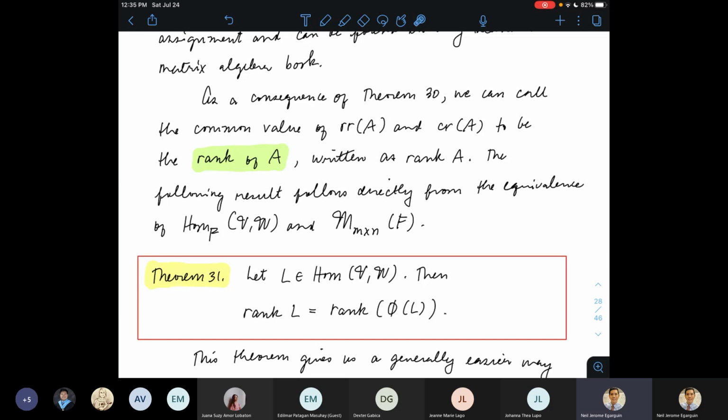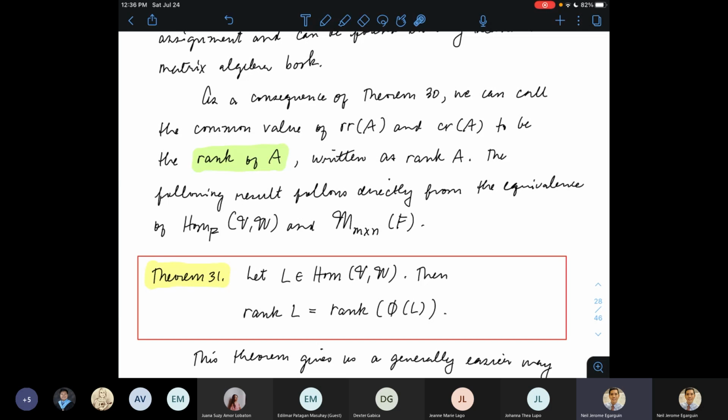Okay, so ibig sabihin ang rank ng isang matrix ay kung ilan ang linearly independent columns or ilan ang linearly independent rows. So bahala na kayong pumili. Ano kaya yung madaling i-check kung linearly independent? Yung rows ba or yung columns? Because either way, you'll get the same value because the row and the column rank are equal to each other. And that common value is what we call the rank of a matrix.